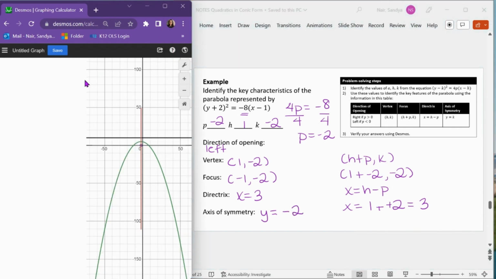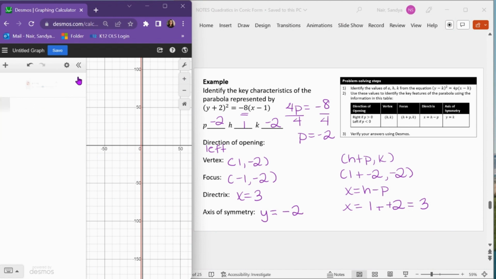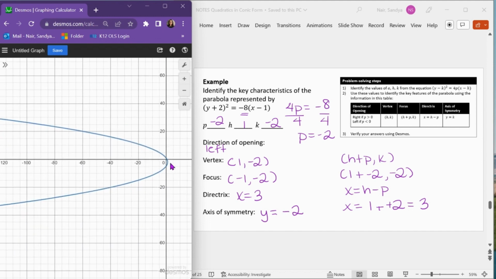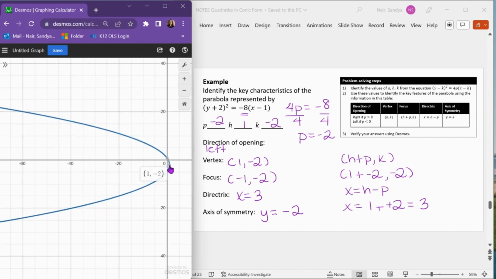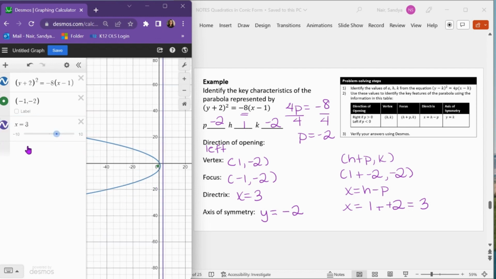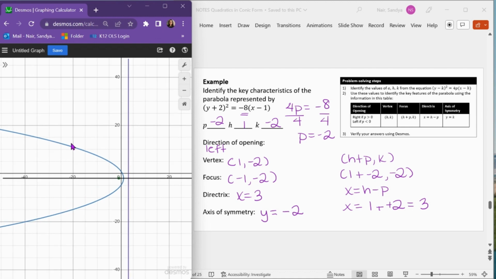So let's go now to Desmos and verify all of the information that we've just found. So we have our equation y plus 2 squared equals -8 times x minus 1. Okay, so we can see that this parabola does open to the left, like we figured out. If we click on the vertex, we can see that the vertex is located at 1, -2, like we found. The focus will be at -1, -2. And then if we draw in the directrix, we have x equals 3, and you can see that is on the outside of my parabola. If I write in the axis of symmetry, y equals -2, you can see that we now have all of our information about our parabola.